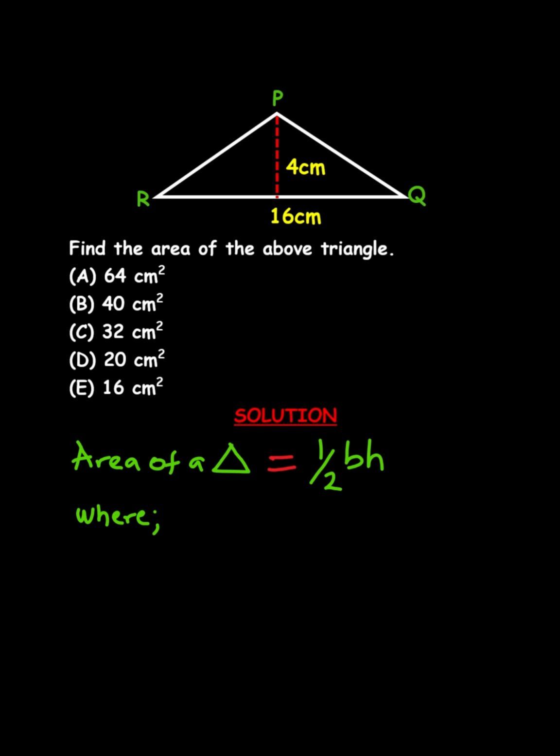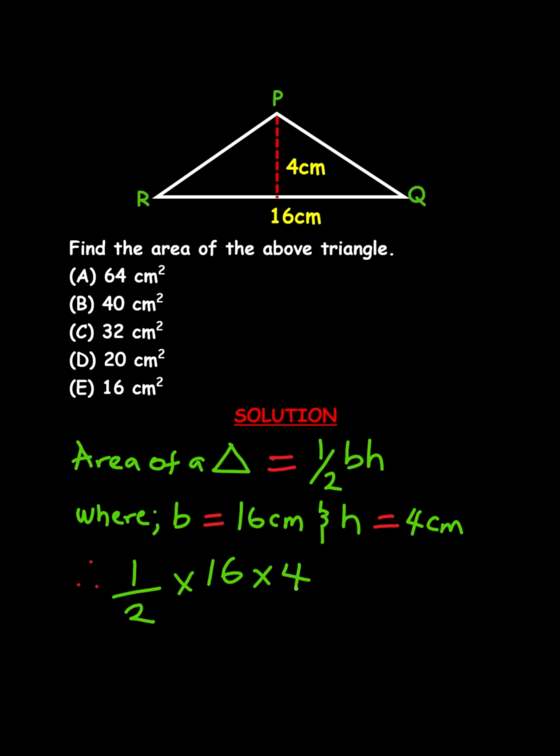Where base equals 16 centimeters, and height equals 4 centimeters. Therefore, 1/2 by 16 by 4. 16 divided by 2 gives 8. 8 times 4 is equal to 32 square centimeters. The correct answer is C.